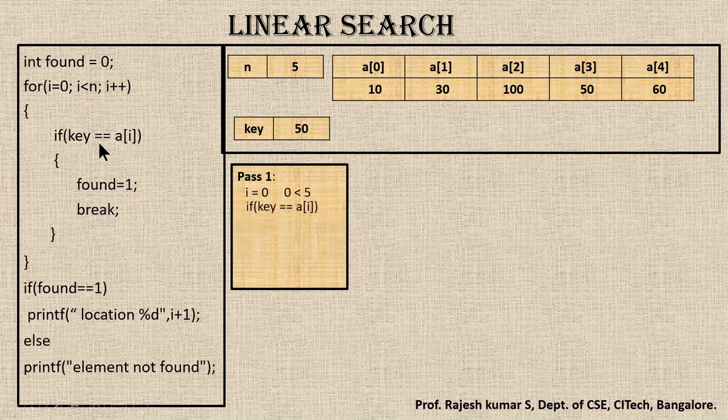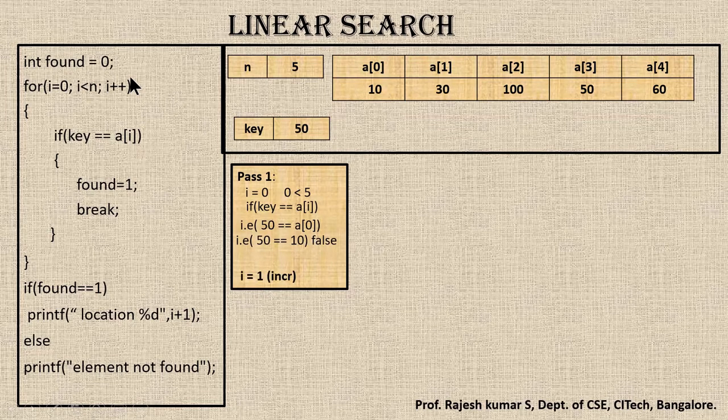Now, according to the given, let us see. Key == a[i]. What is the key value? We know the key value is 50. What is the i value? 0. We compare 50 with a[0]. What is a[0]? a[0] is 10. Is 50 equal to 10? False. When the condition is false, what happens? We just increment the i loop.